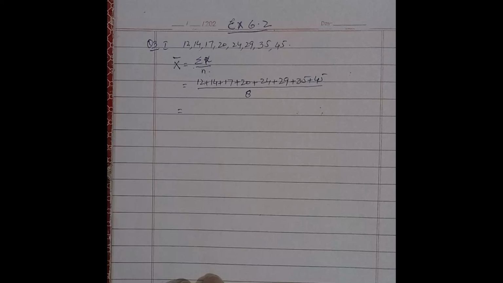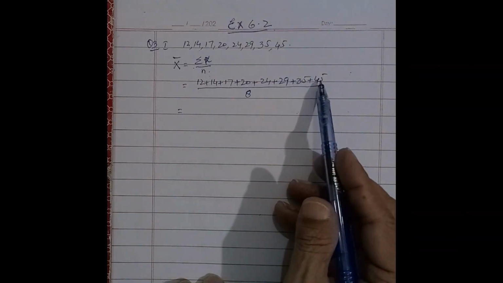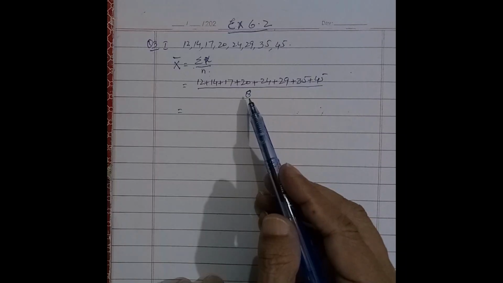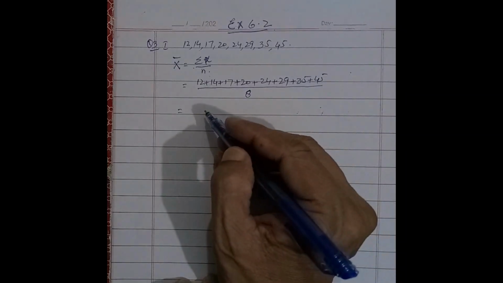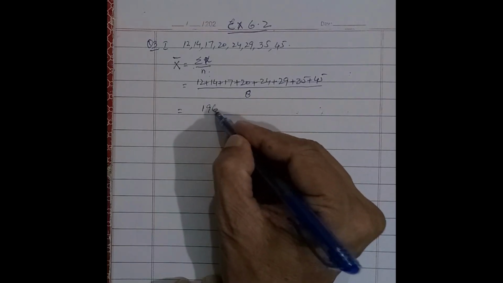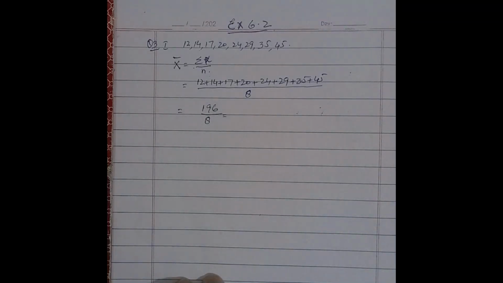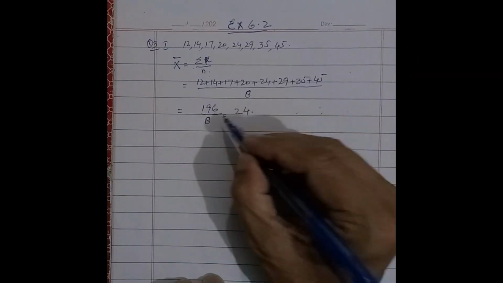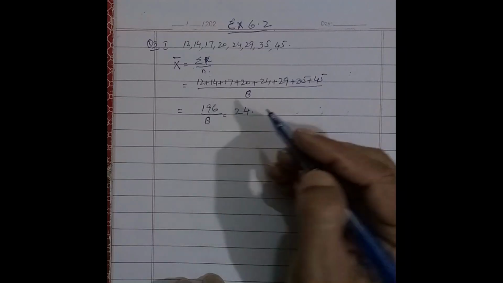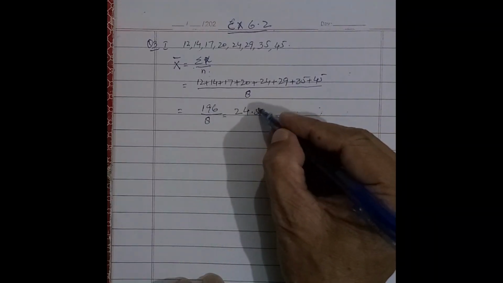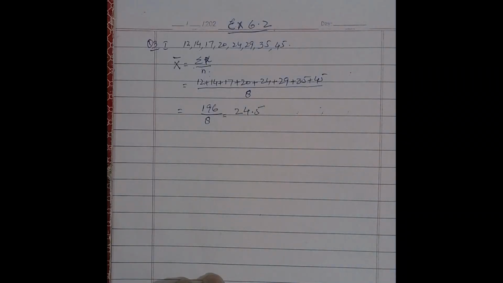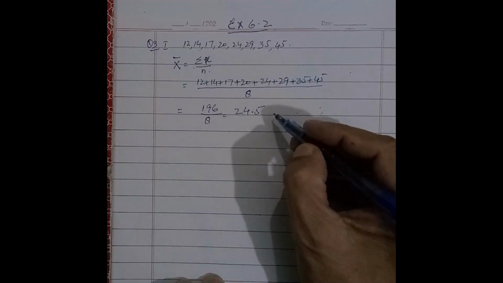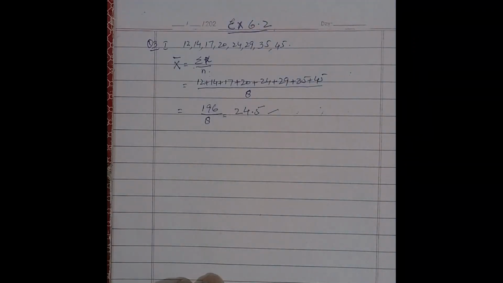So we add all the values and divide by 8. When we add them, we get 196 over 8. Then dividing 196 by 8, 8 2s are 16, 3 carry 36, 8 4s are 32, 4 decimal 40, 8 5s are 40. So the arithmetic mean of this data is 24.5, and this is the direct method to solve for the arithmetic mean.